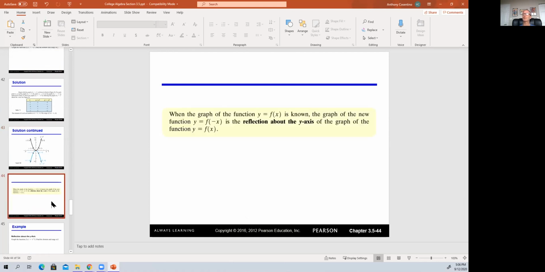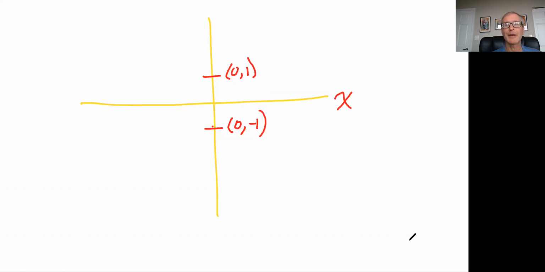So same thing with reflections around the y-axis. If you think about it the same way, when we reflect around the y-axis, say I pick a point here, 1, 0, and I want to go to the other side over here, that would be -1, 0. So the same thing happens. Instead of changing the sign of the y value to flip around the x-axis, you change the sign of the x variable to flip around the y-axis.